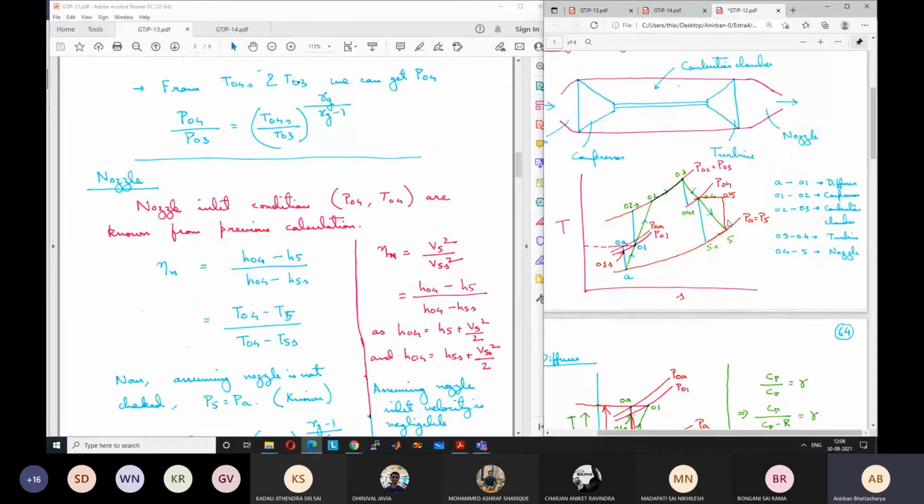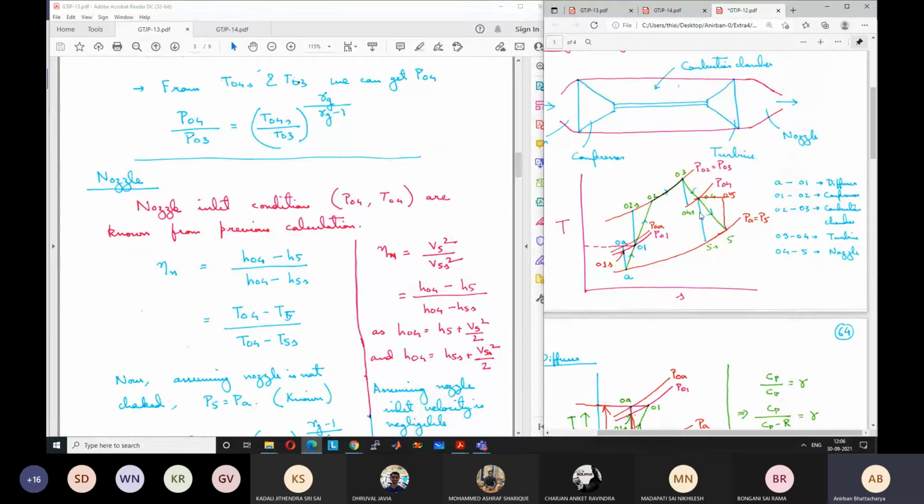You cannot fix that exit pressure. The nozzle is open to the atmosphere, so whatever the atmospheric pressure is, automatically that will be the pressure at the nozzle exit. You cannot control that. However, because of frictional losses, the entropy increases, so we get less kinetic energy generated in the nozzle.